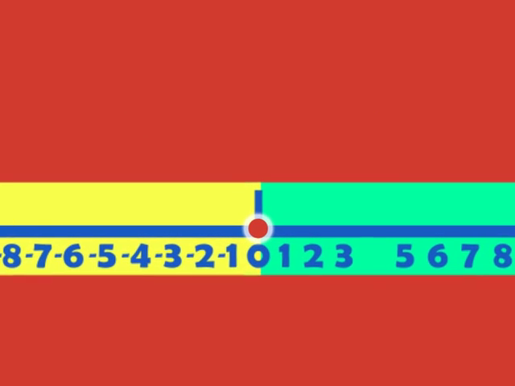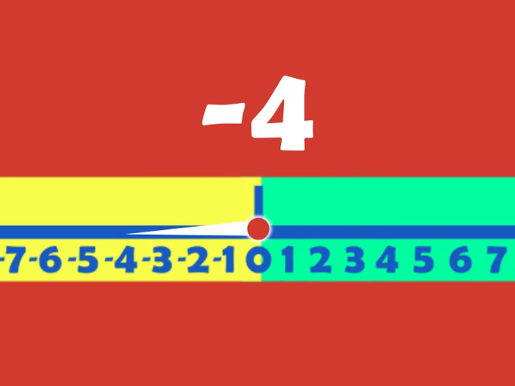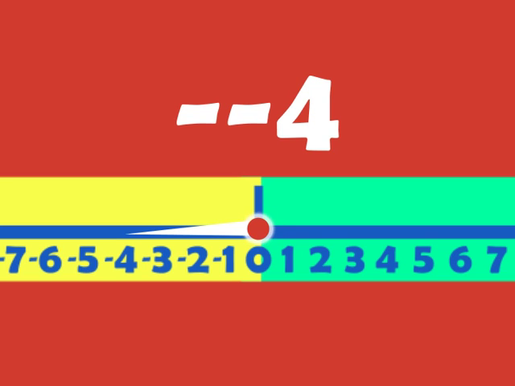The number 4 is on the positive side of the number line. If we put a negative sign in front of the 4, we have now flipped over to the opposite side and will be at negative 4 on the number line. What about a minus negative 4? That minus sign flips us back to the positive side at positive 4. Two negatives cancel each other out and make a positive.